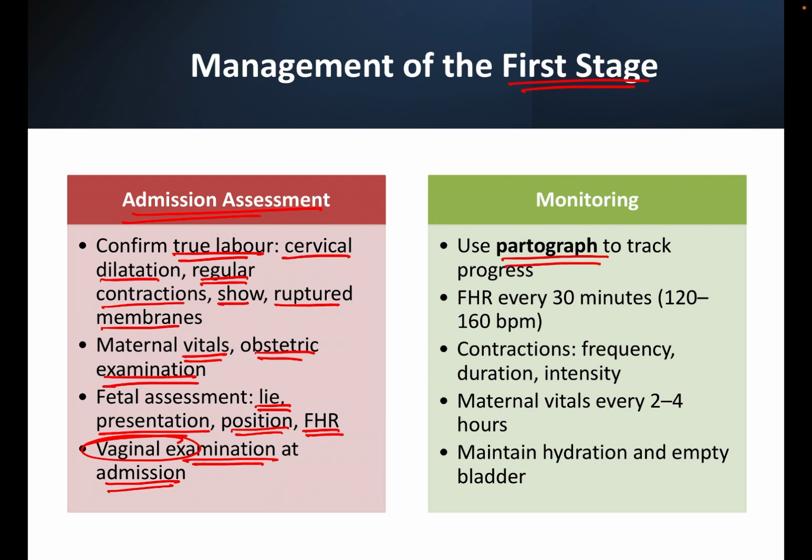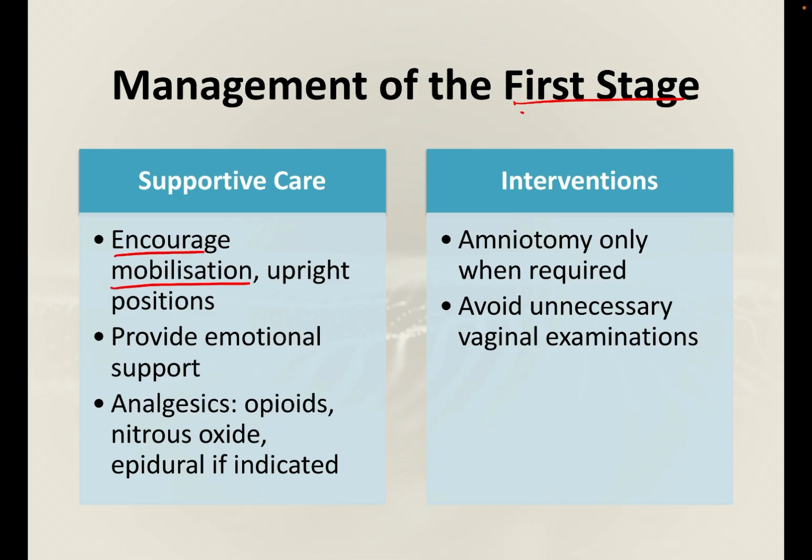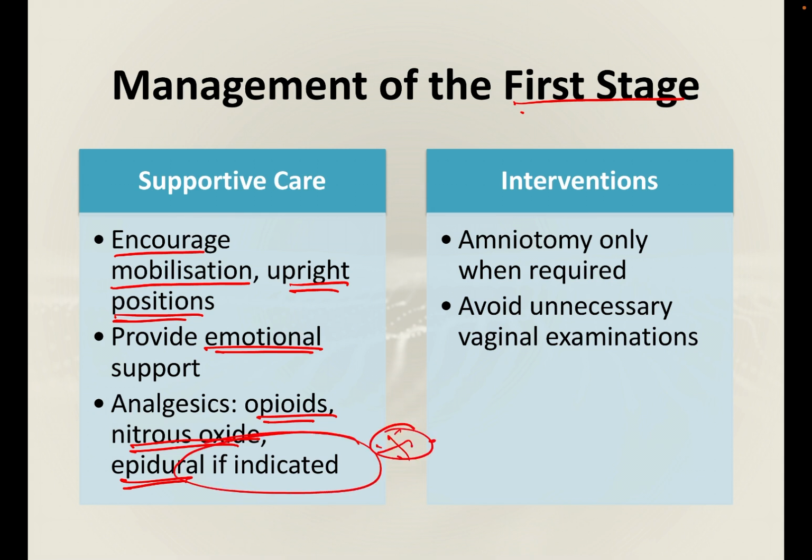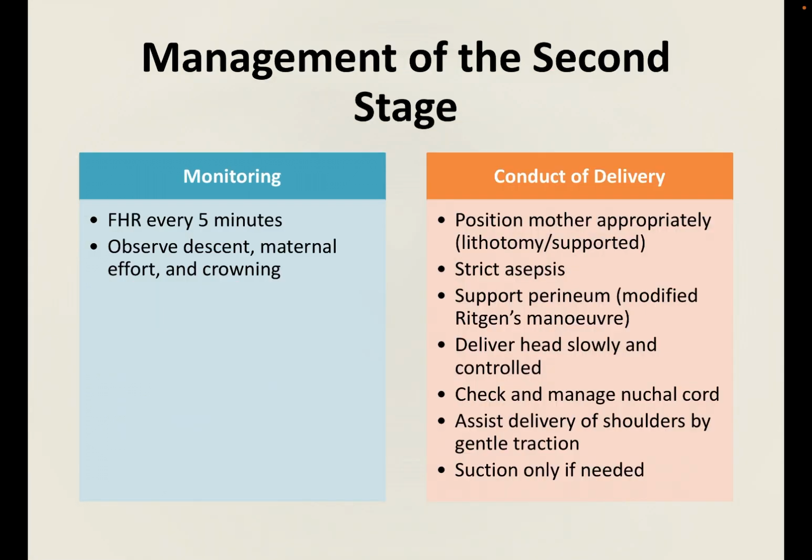And we have to plot a partograph to monitor and track the process, wherein the fetal heart rate is checked every 30 minutes, with 120 to 160 beats per minute, and in contractions, frequency, duration and intensity have to be monitored, maternal vitals every 2 to 4 hours, and maintain hydration and empty bladder. Supportive care includes encouraging mobilization, upright position, providing emotional support, and analgesics like opioids, nitrous oxide, epidural only if very much indicated. Interventions include amniotomy only when required and avoid unnecessary vaginal examination as discussed previously.